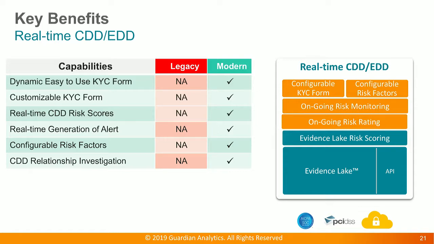So the first step is to have a dynamic KYC form because of the new regulation and some new location regulation. You want to have different types of KYC forms, and this is just not possible in a legacy system. Here you can simply create a new KYC form on the fly and connect it back to the customer risk scoring.